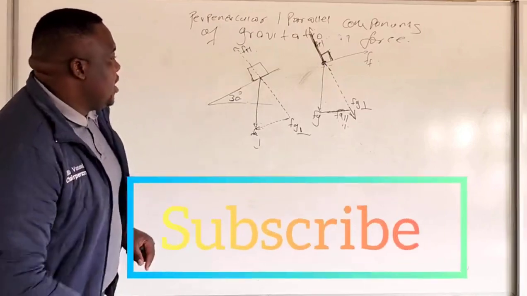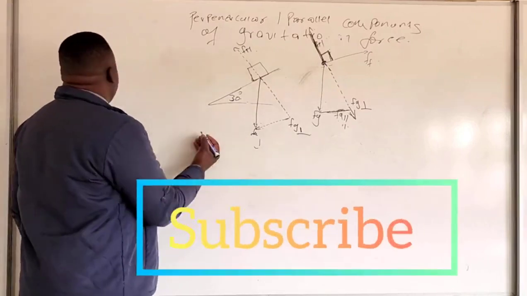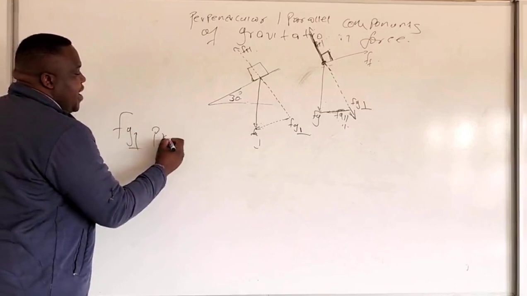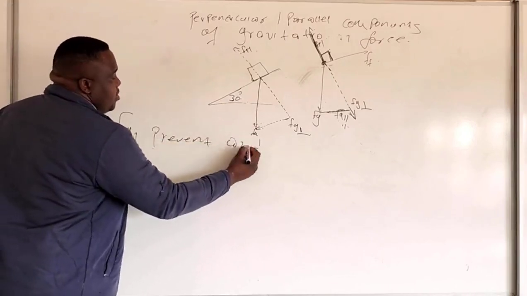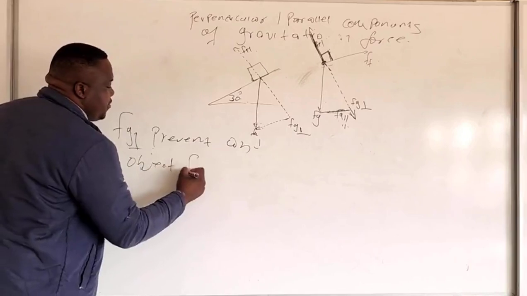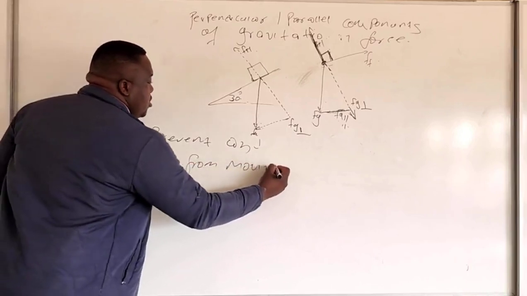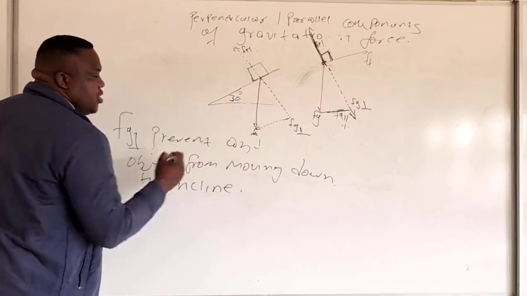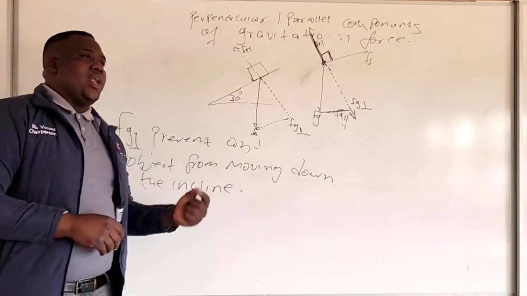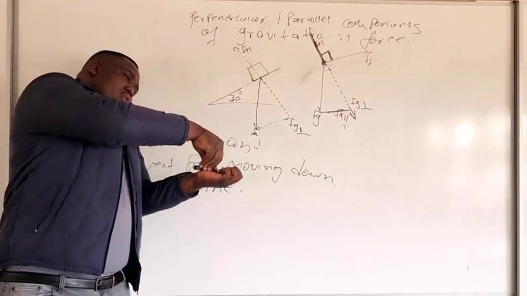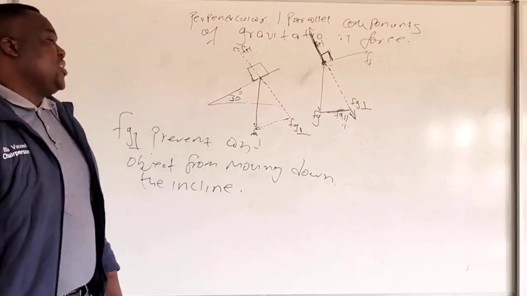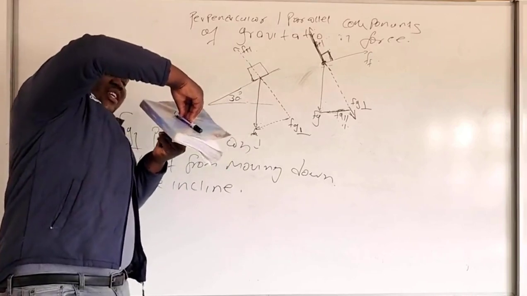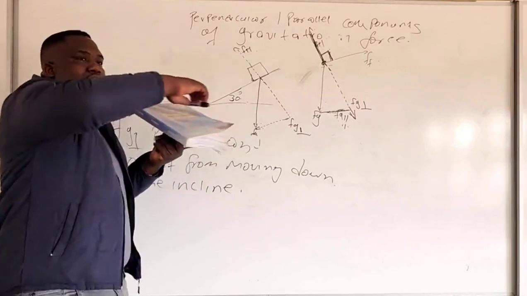Okay, I think I can write that so that you take some notes. FG perpendicular prevents an object from moving down the incline. Sort of, FG perpendicular becomes a glue that will glue the object to the surface of the incline. FG perpendicular is going to glue the object on the surface of the incline to prevent it from moving.